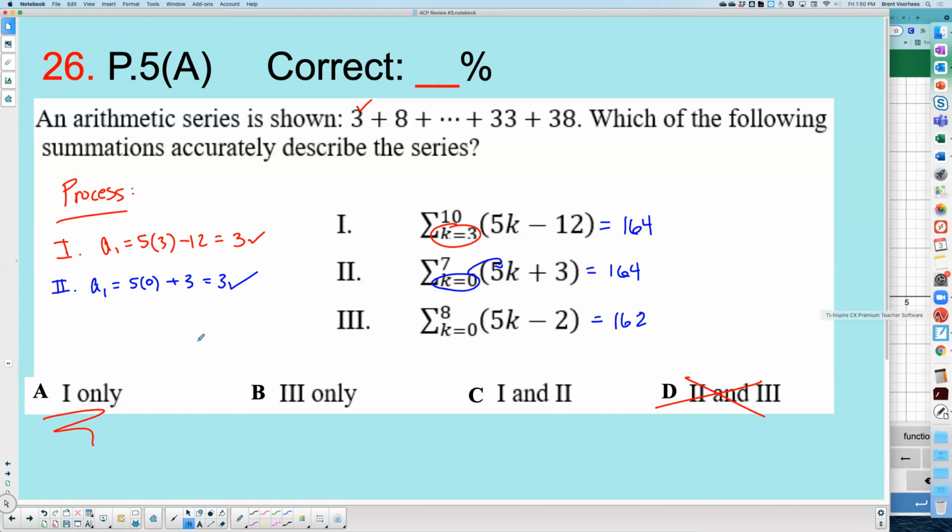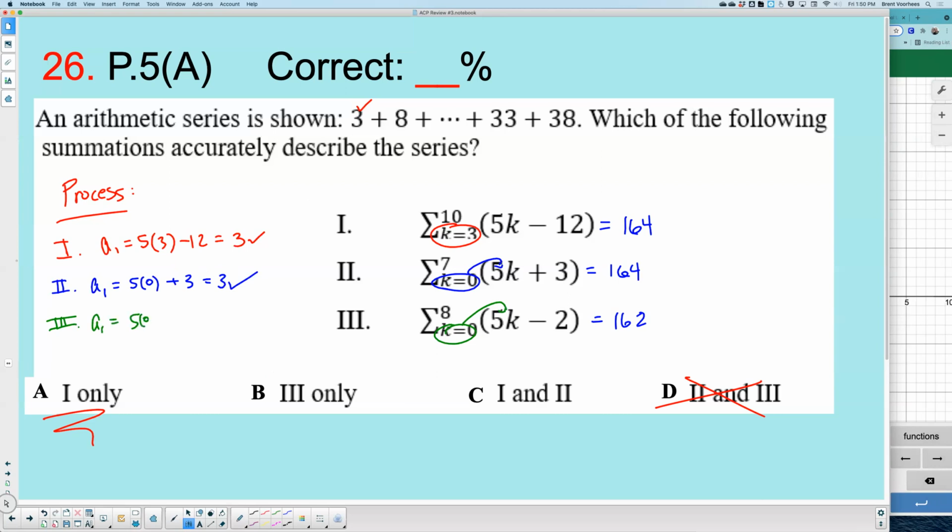Now let's try the third series shown to us. When I plug that one in, I take my lower bound and plug it in. What is 5 times 0? 5 times 0 is 0, but then I subtract 2. Am I supposed to have -2? No. So we pretty well can estimate that we have the answer.